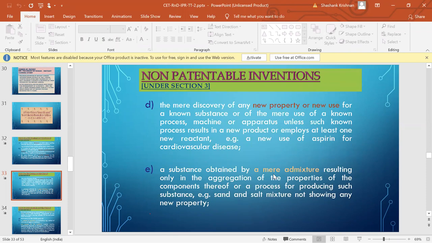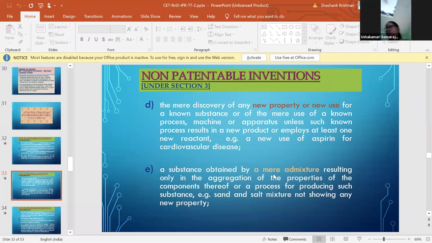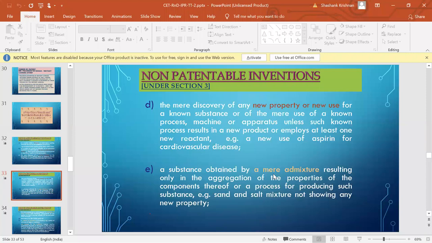For example, you know that a lot of medicines are available, like paracetamol with a vitamin. You combine that, of course, you get a product which has got a different use. But this use is only this 1 plus 1, 2. But if the 1 plus 1 becomes 3, then it becomes a different product and it can be patented. 1 plus 1, 2 cannot be patented.